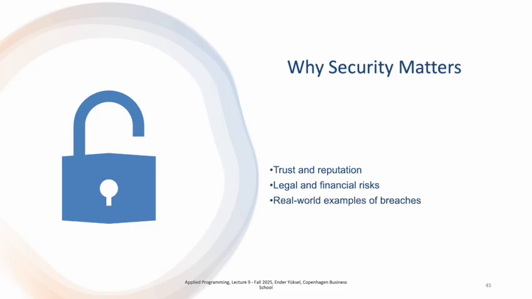Third, let's look at some real-world examples. As I said, in 2017, Equifax suffered a breach that exposed the personal data of 147 million people. The cause? A known vulnerability in their web application that wasn't patched. In 2018, Facebook had a breach that affected 50 million users due to a flaw in their access tokens. These aren't just technical issues, they are business disasters.